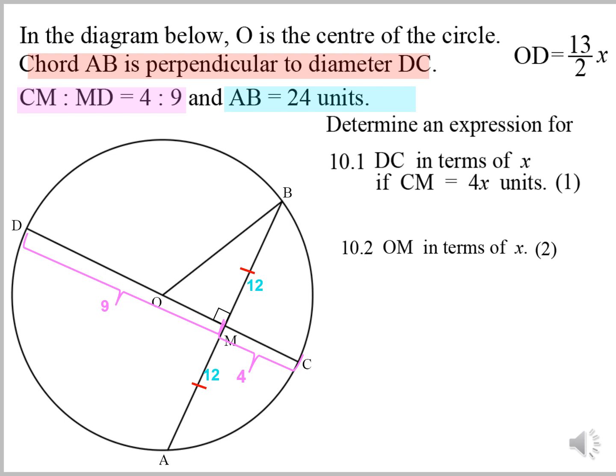Now, number 10.1 is saying CM is equal to 4x. If that is equal to 4x, then we come here to CM where we have 4. That is now 4x. If this one is 4x, then it means DM will equal to 9x. Then the value of DC from D to C is going to be 9x plus 4x, which is equal to 13x. That is my answer for the first question.